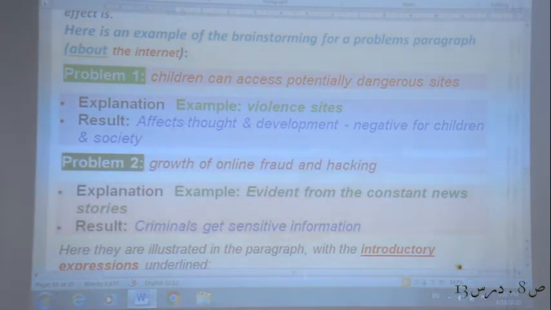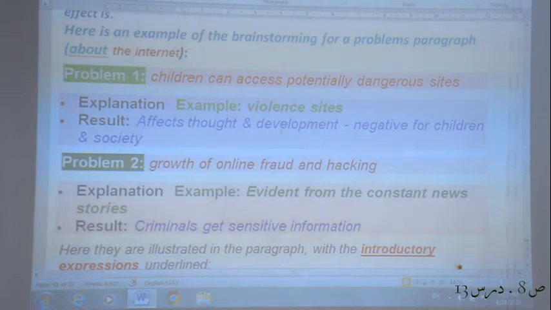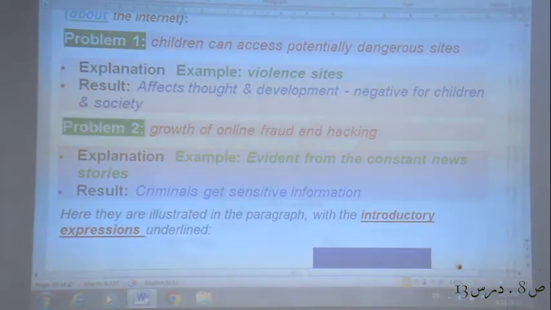Now, a result. What is the result? So when you state your problem, when you write about the first problem, and you give your example, directly try to think about the effect, about the result of this problem. And here we can say that these sites affect the thought and development of our children in a negative way, for both children and society.